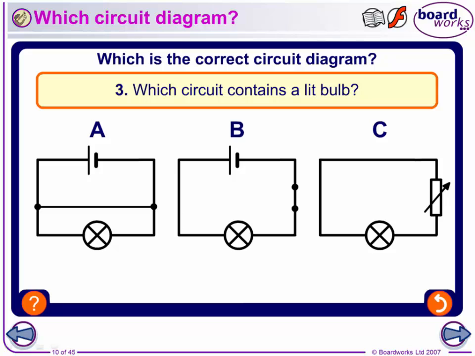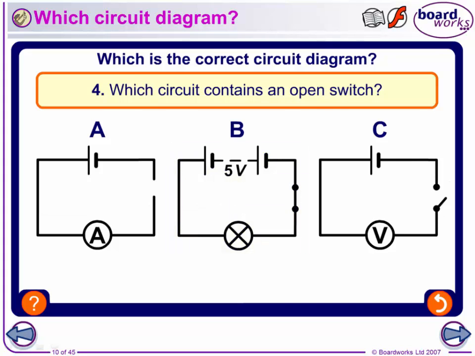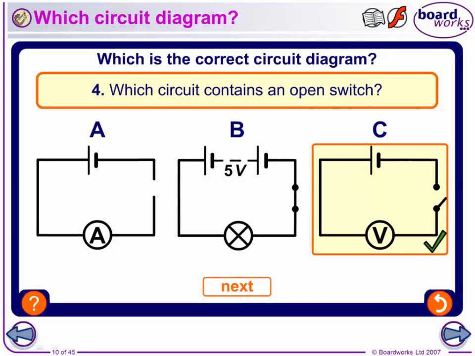The electric current would rather go round through the first circle and not go down through the globe, because the globe's got more resistance. So this one's the lit one. Okay. Which circuit contains an open switch? So that would be C.